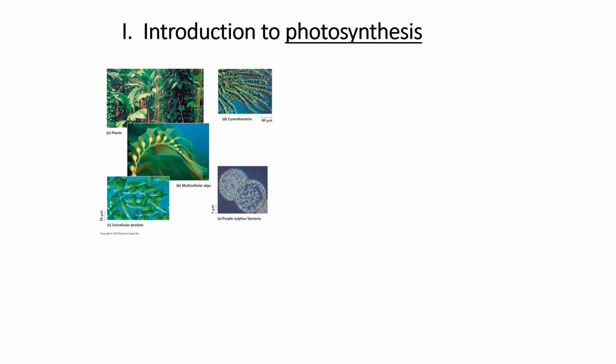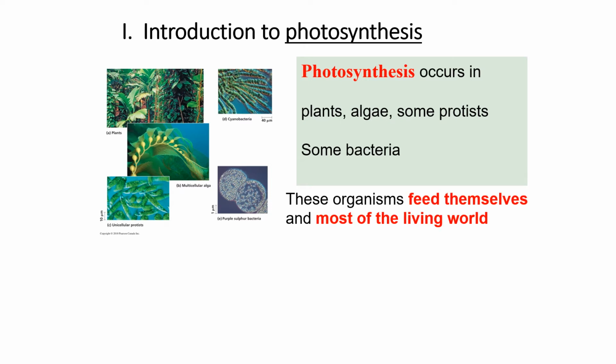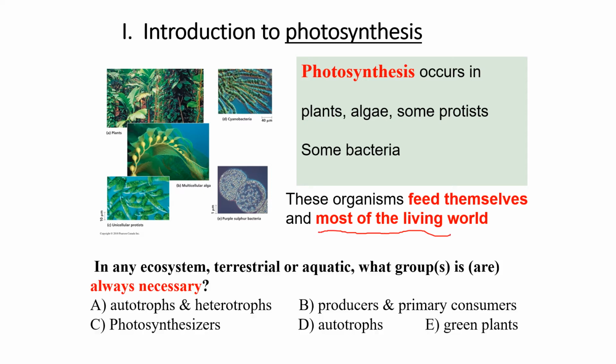These are schematics from your textbook and the video lecture, and we know that photosynthesis is not only performed by plants, but also protists and some bacteria also perform photosynthesis, and these organisms feed themselves and most of the living world, so they are the key for the survival of the planet, and autotroph is the right answer. Heterotrophs are not necessary. They are not the key component.